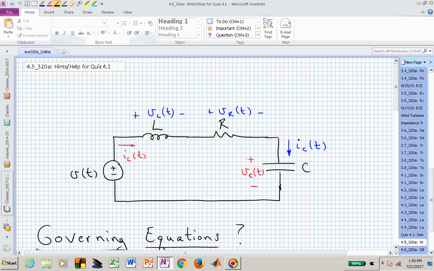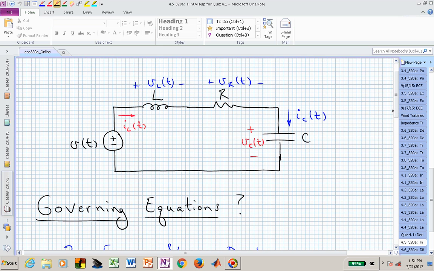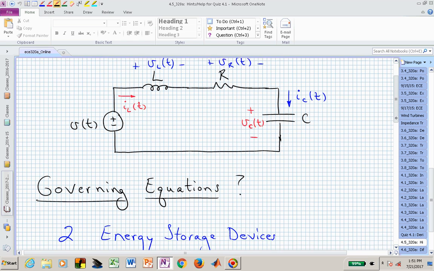In this video, what I would like to do is talk about what you were asked to do in quiz 4.1, which was to try to find governing equations associated with this particular RLC circuit. And what I want to do now is give you some hints or help relative to that particular question or request in quiz 4.1.